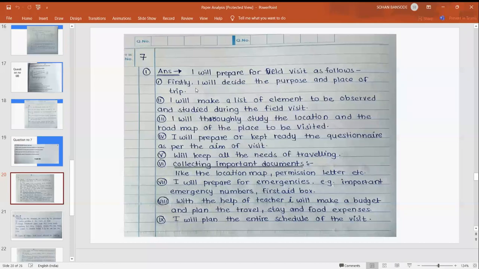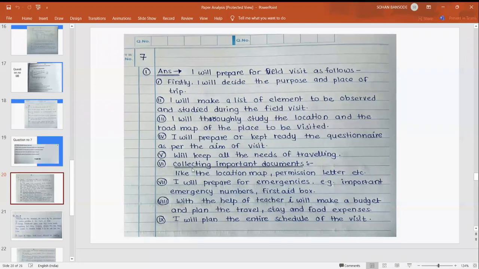Firstly, I will decide the purpose and the place of visit, place of trip. Second, I will make a list of elements to be observed and studied during the field visit. Third, I will thoroughly study the location and the roadmap of the place to be visited. Next one is I will prepare or keep ready the questionnaire as per the aim of the visit. Next is I will keep all the needs of traveling.